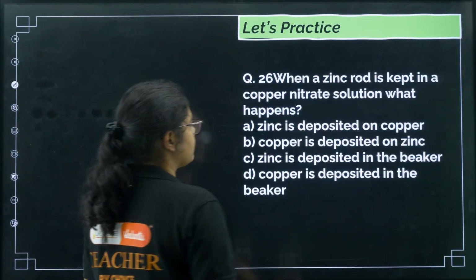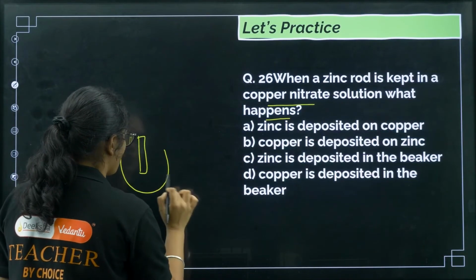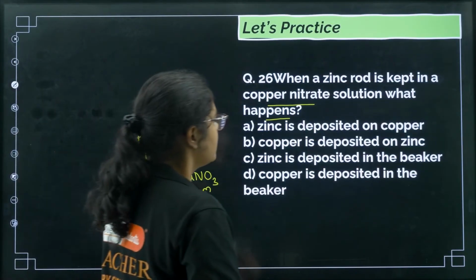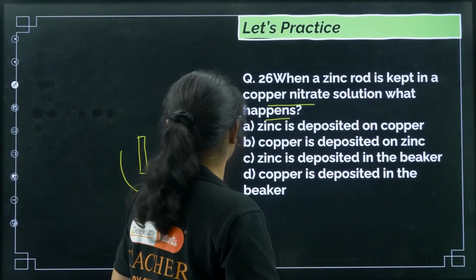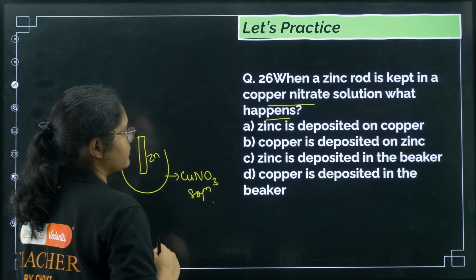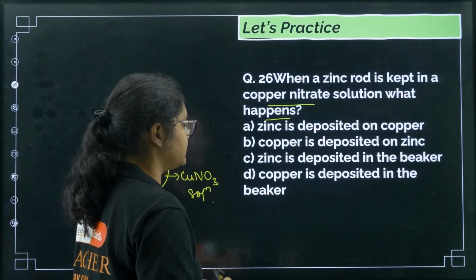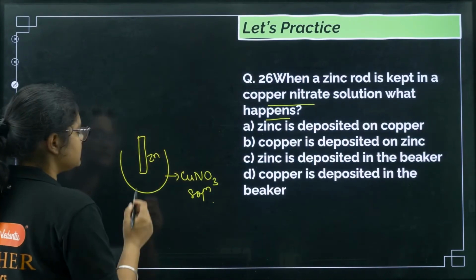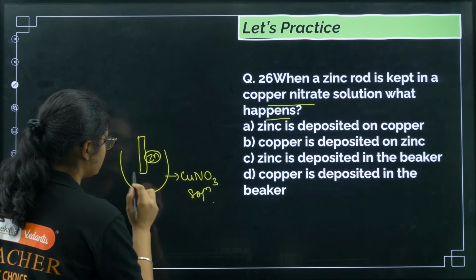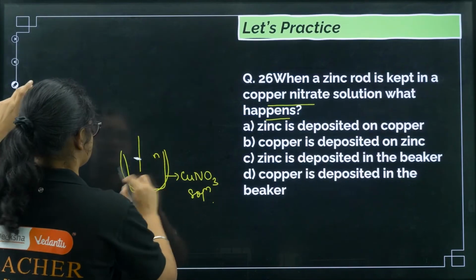Next, when a zinc rod is kept in a copper nitrate solution, what happens? Zinc rod is placed in a copper nitrate solution, okay. So what will be the observation? Zinc is deposited on copper. Okay, so I can say this is zinc rod and this is copper. Copper is deposited on zinc. Zinc is deposited in the beaker. Copper is deposited in the beaker. So now what happens? Zinc has the tendency to undergo oxidation. Okay, so copper nitrate is there. Okay, it's a solution, right? One second.